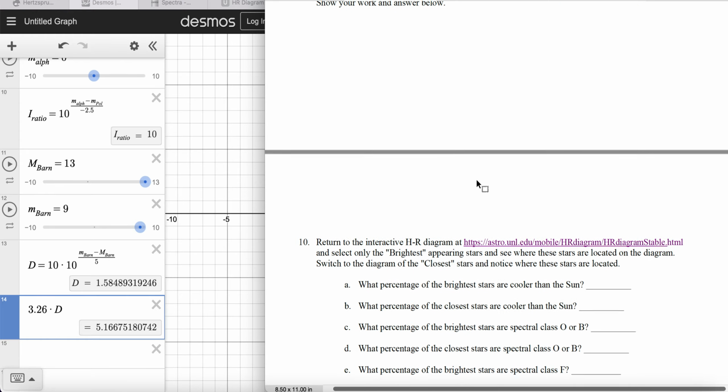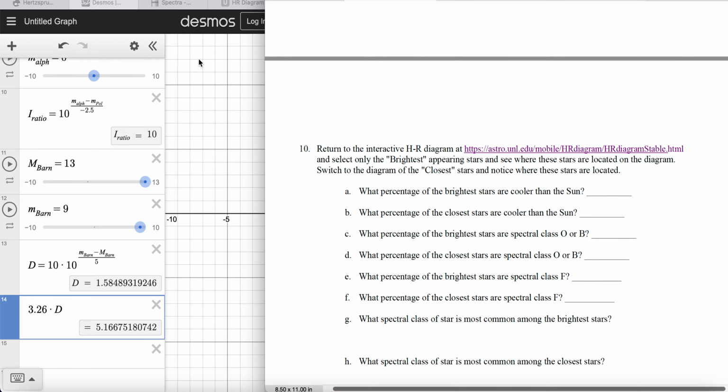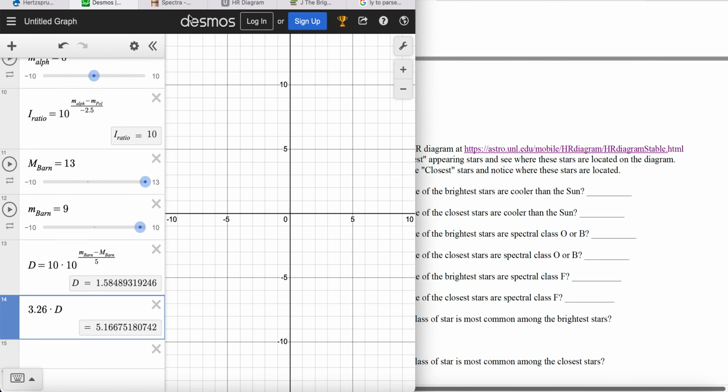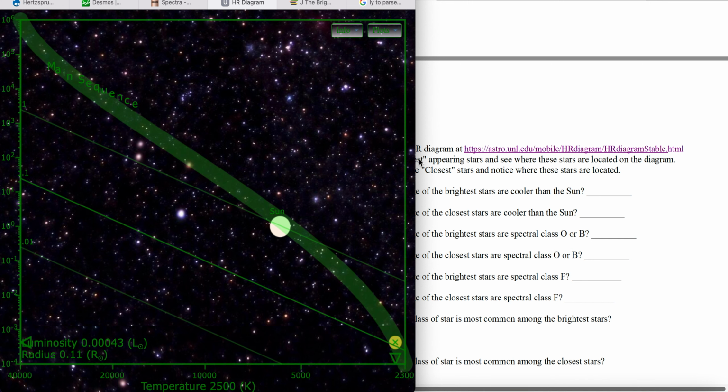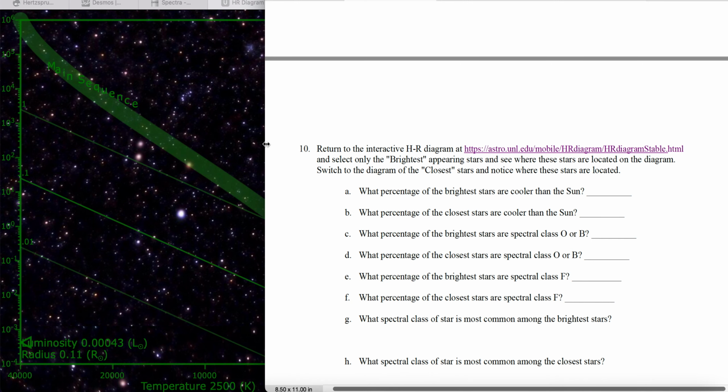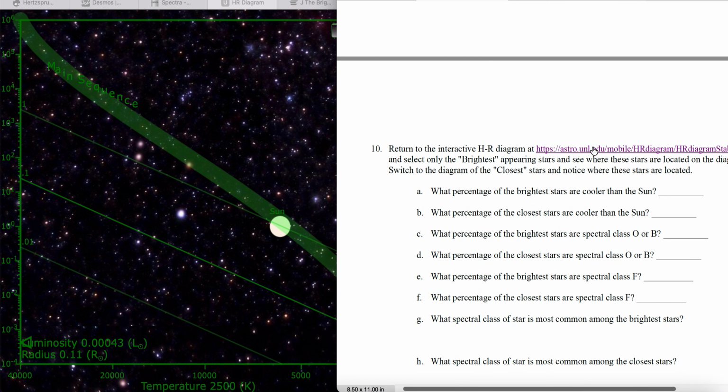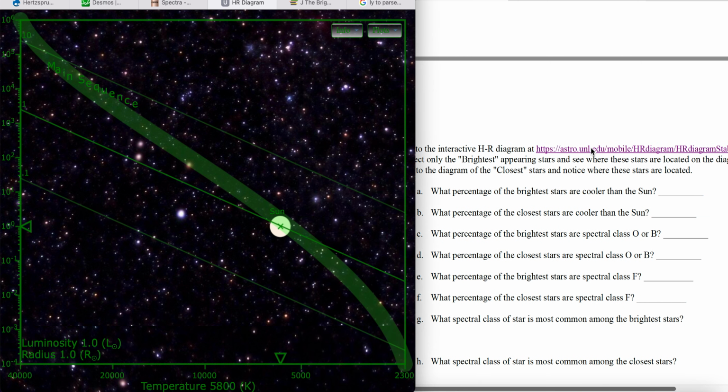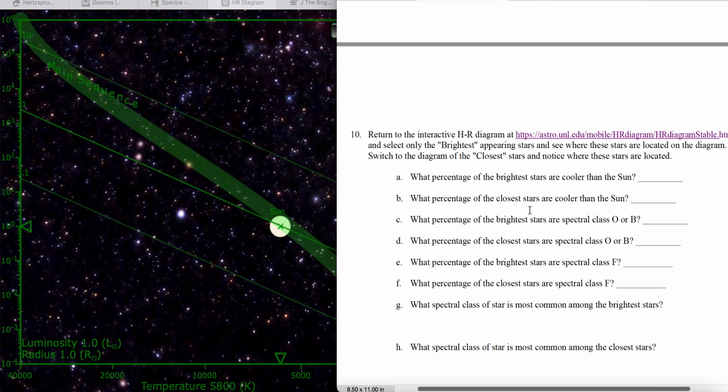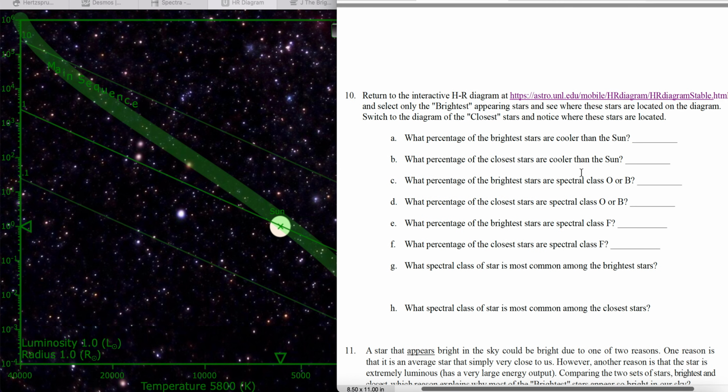Okay, so finally done with number 9, or at least an example of it. Now we're going to return to the HR diagram in earnest, with less calculation and more interpretation. Let's go back to the interactive one, which is the link here. So you can see, indeed, it takes you right there. Or maybe like me, you already have it open, so you can just tab over to it.